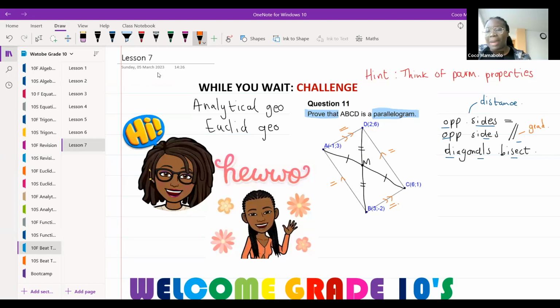Now, if the diagonals bisect, somebody's already said this, but we've said that if the diagonals bisect, then the midpoint of both of these lines needs to be equal.